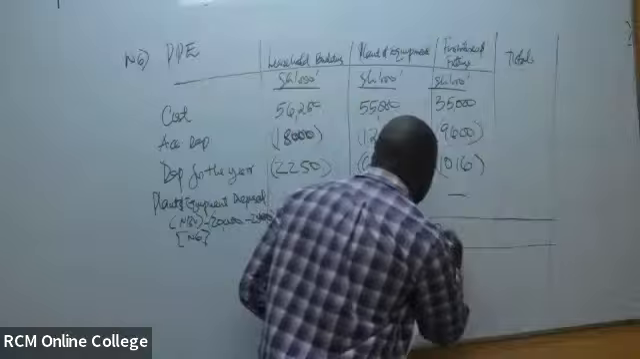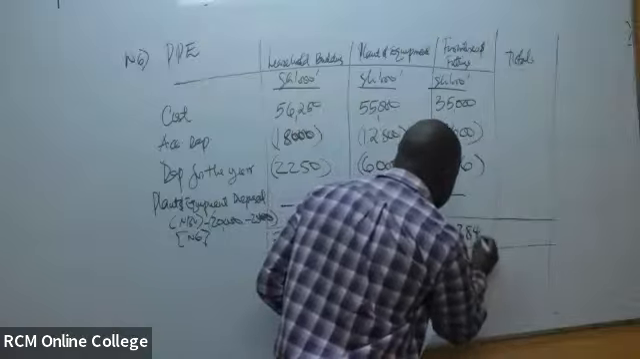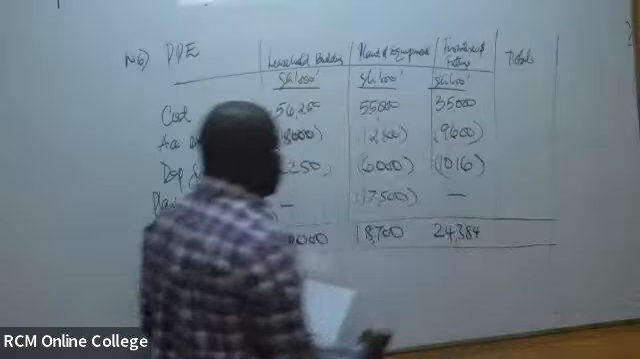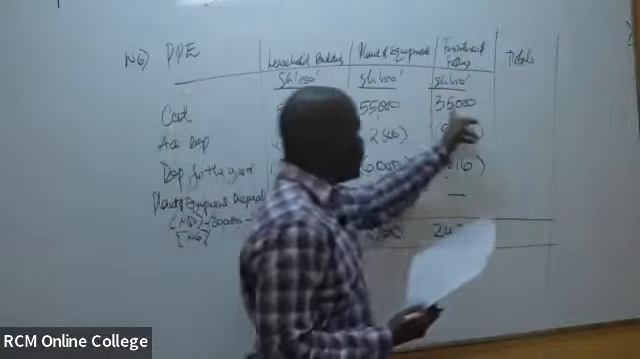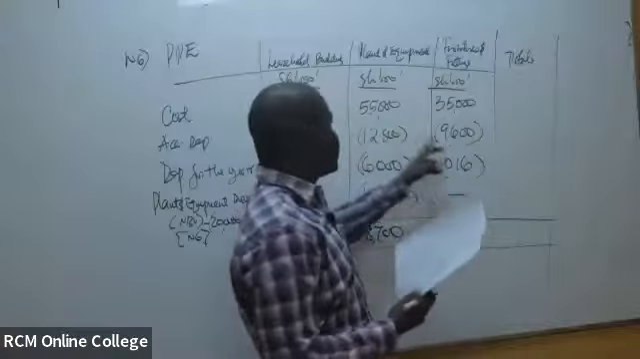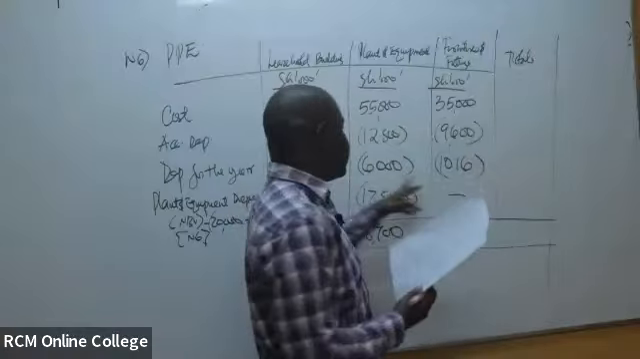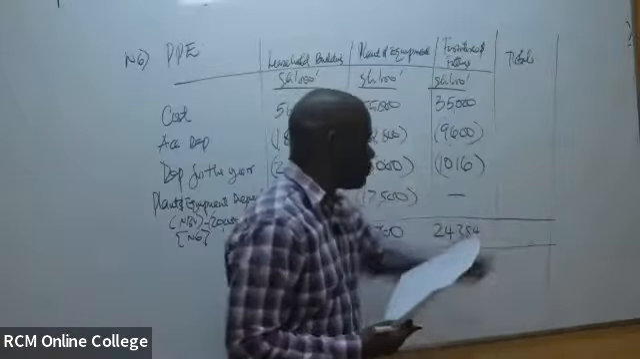$24,384. So now you can get the total. There's an option: you can get the totals for each item and put it here, or you can get the totals of all of them. Then you just add and place a figure here.